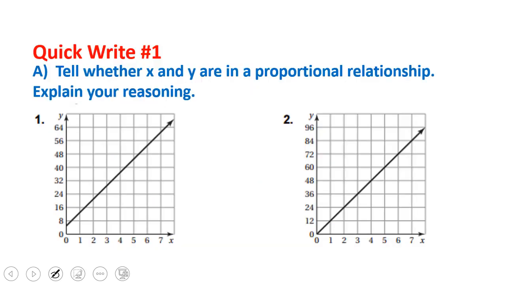day. Ladies and gentlemen, here's your quick write telling whether X and Y are in a proportional relationship. Explain your reasoning. Remember two things. One, you have to have a constant of proportionality. That means it's a slope. It's a line. Two, has to go through the origin.